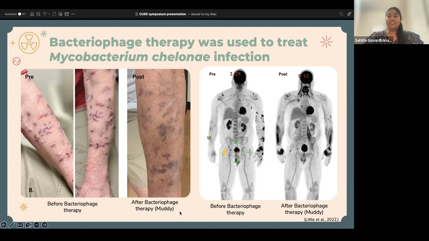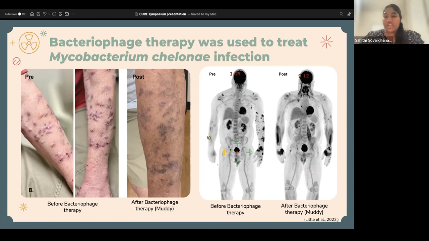Muddy is one of the bacteriophage that is isolated as part of this C-phages program. So here is the before, how the infection looked on his left arm, and here is the after the bacteriophage therapy. You can see that a lot of the redness has gone down, and here is a scan. On the left arm, you can see the black dots, which is the infection, and after the phage therapy, you can see a clear decrease in the black dots, meaning a clear decrease in the infection itself.